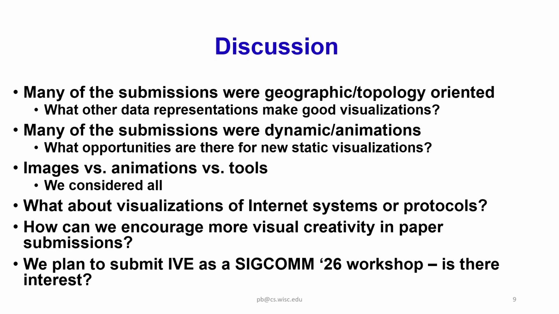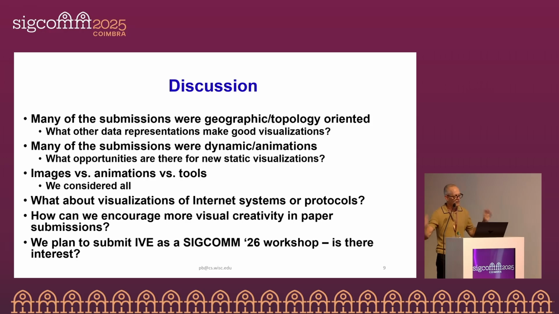Many of the submissions were sort of geographic or topologically oriented. One question is, do other data representations make just as good or even better visualizations that help to highlight internet data? A lot of what we saw were animations, but of course in papers, it's hard to include animations. So while certainly the animations are compelling, hopefully people will not forget that static visualizations are just as important.